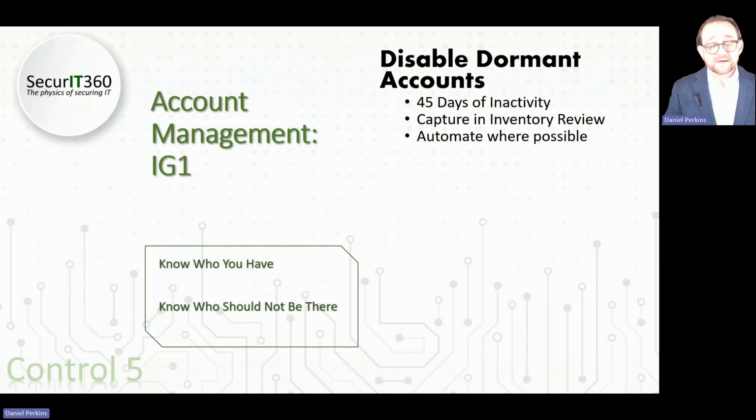That should be where we're identifying these accounts in that quarterly review. Now, this is 45 days of inactivity. We want to disable that account. So we probably want to automate this where possible. Now, that could be a straight automation that we've got in AD. Hey, after 45 days, we disable that account.